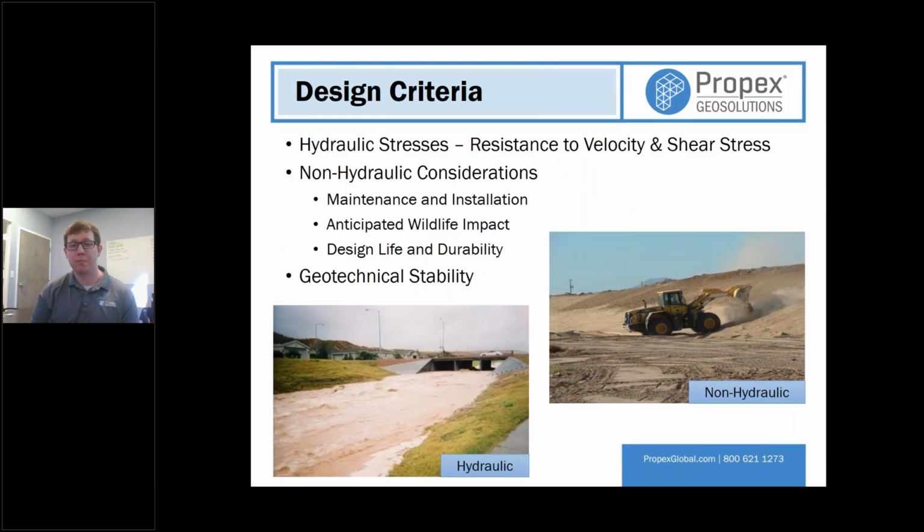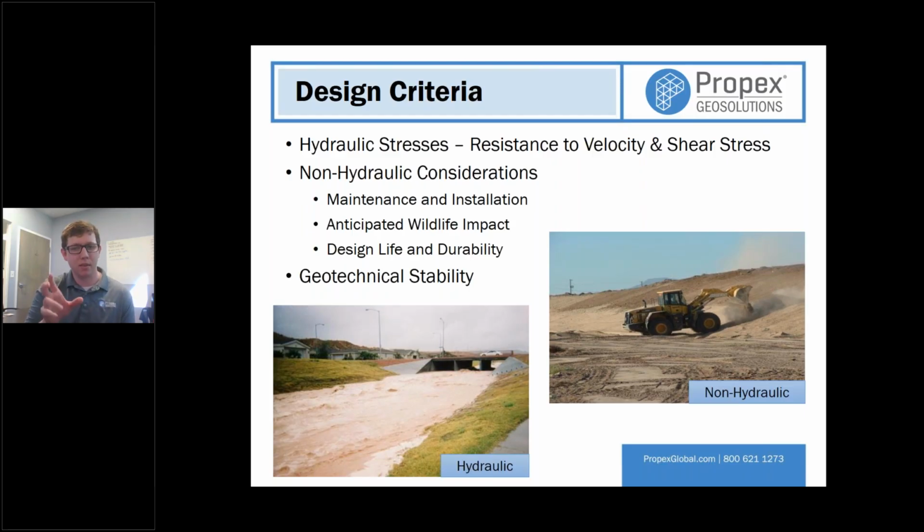When we look at these products, from my perspective as an engineer, trying to understand how we use them and how we use them well. So from a design criteria perspective, the first thing we look at is obviously hydraulic stresses. So this is your resistance to velocity and shear stresses. We want to make sure that we're using the right product. A lot of times when we look at a hydraulic application, we want to make sure that they're going to be used in a situation that's going to perform. If it's not going to meet the performance requirement, we don't want to use it. We'd rather use something else that's more appropriate.